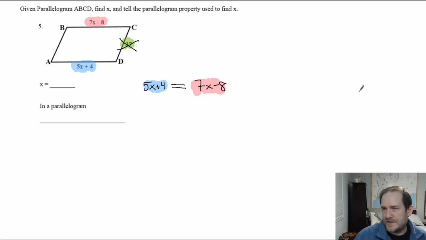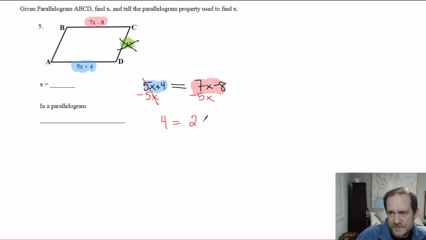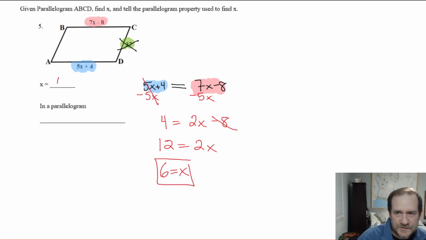And so my preference when solving is to always start with the x's, and start with the smaller number of x's, which is only 5. I'm going to take 5x away from both sides. When I do that, it makes sure that I don't get a negative number of x's. 7 minus 5 is positive 2, which is good. Alright, now I'm going to add 8 to both sides. So the 4 plus 8 will give 12. And the 8 will cancel out, so I'll just have a 2x. Then I'll divide by 2 to get 6. And that's it. X is 6.